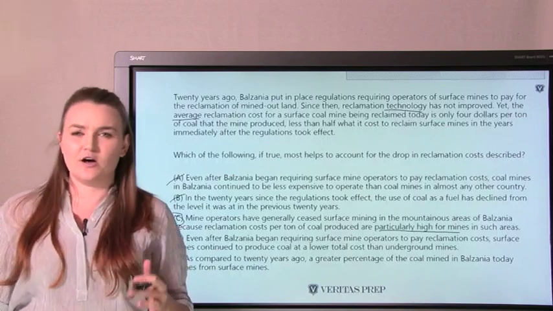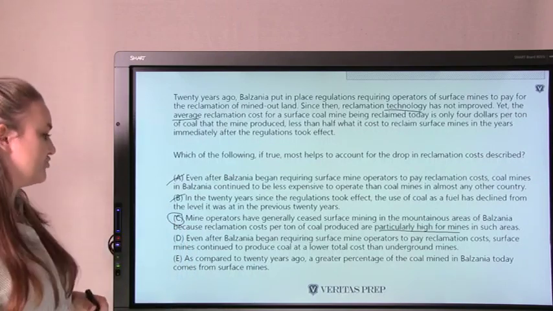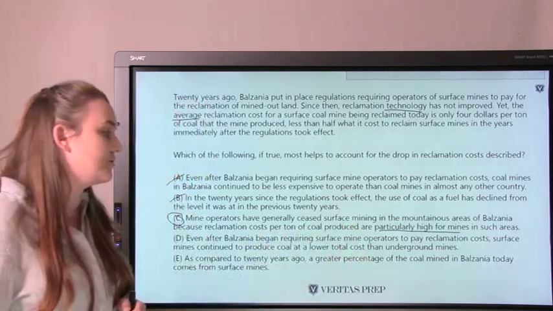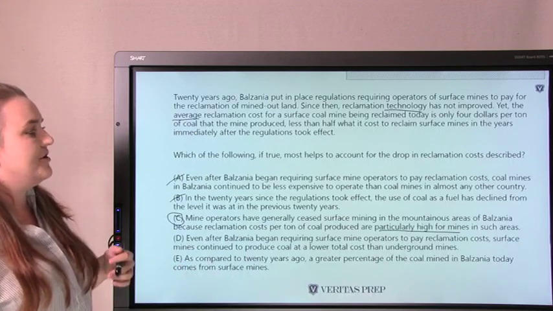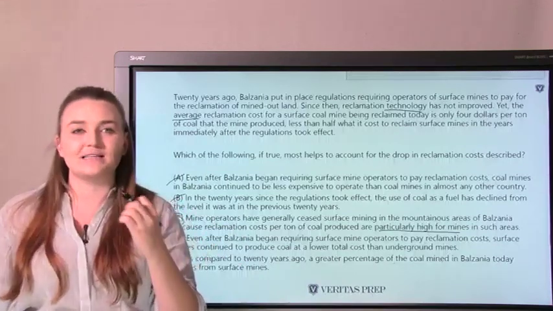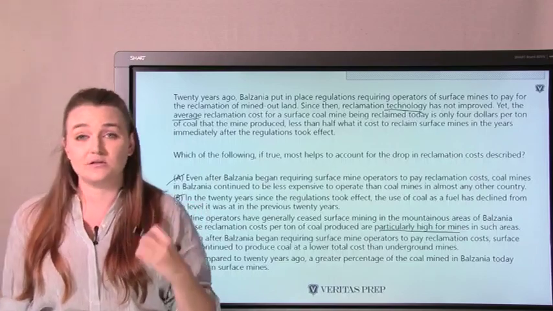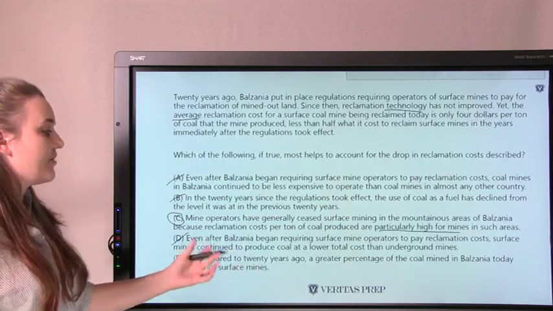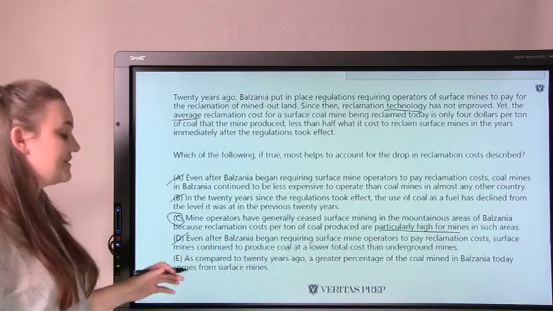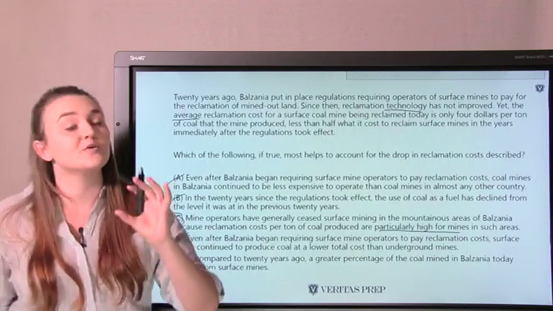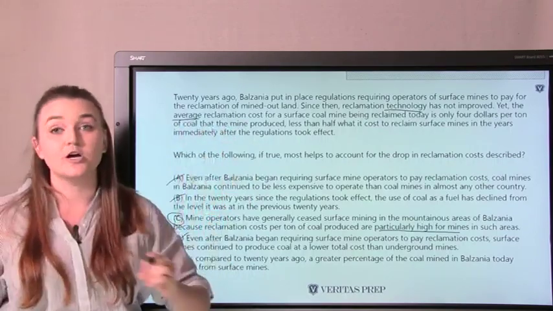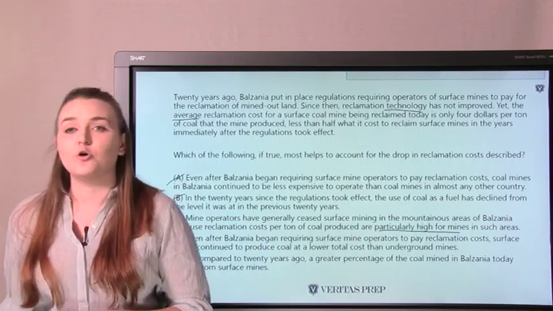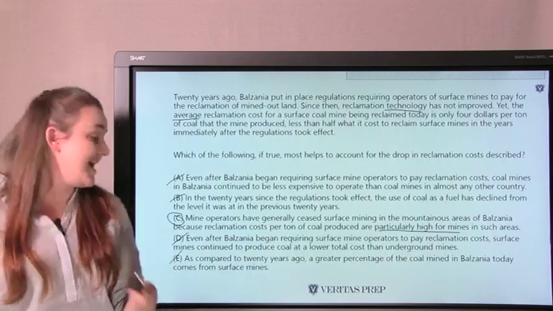D and E didn't happen to be all that convincing for you guys, but to really briefly address them, whether surface mines continued to produce coal at a lower total cost than underground mines, well, the total cost does not directly impact the argument we're making. The argument we're making concerns specifically reclamation costs, so that one's out of scope as well. And whether a greater percentage of the coal mined comes from surface mines also doesn't matter to us because we are speaking specifically to surface mined reclamation costs. So once again, we're outside of our scope, and as many of you noted, we've arrived at answer choice C.